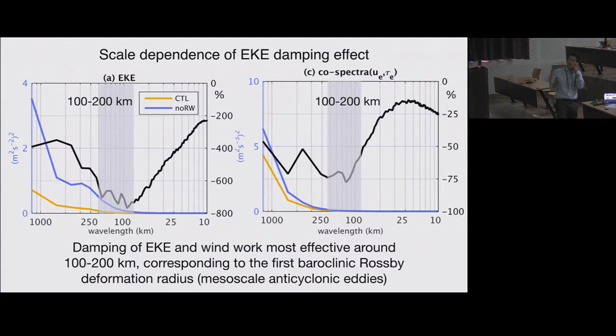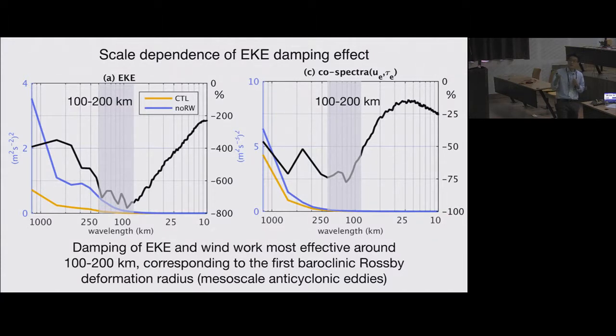And the right panel shows the co-spectra of the surface current and surface stress. This is sort of equivalent to the spectrum of the wind work, but I'm not doing the spectrum of the wind work because the spectrum of a variable that is a product of two different variables becomes very confusing. So instead, I'm doing the co-spectra of these two variables to get insight into the spatial scale at which energy is imparted to the ocean by the wind.